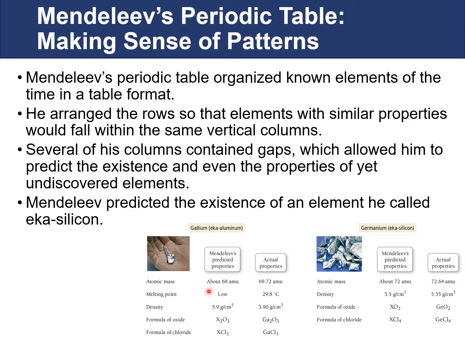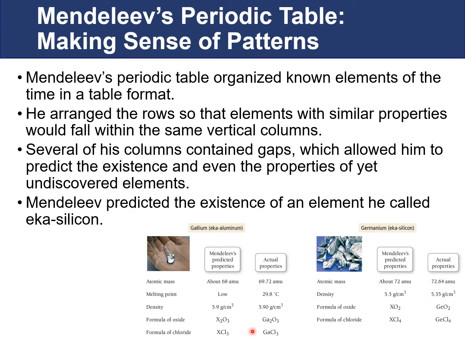He predicted that the atomic mass for the soon-to-be discovered gallium would be somewhere around 68 atomic mass units. It was found to be 69.72. He predicted that it would have a low melting point, and it has a melting point of 29.8 degrees Celsius, which in terms of metals is very low. He predicted a density of 5.9 grams per cubic centimeter, which is exactly what it is. He also predicted the different reactivities that it would have, similar to what he did for germanium, and these turned out to be correct.